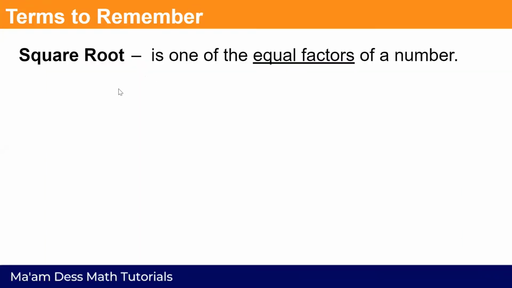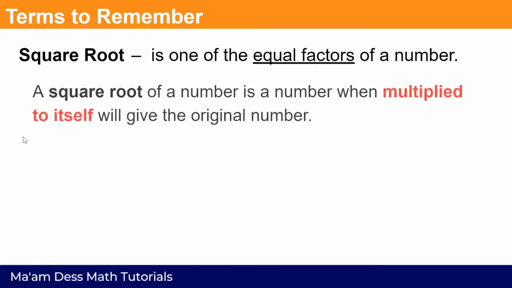So, we have the square root. Ano naman po ang square root? Square root is one of the equal factors of a number. A square root of a number is a number when multiplied to itself will give the original number. So, square root naman po, kapag nag-multiply ka sa sarili, ang sagot po ay yung original number. Okay?